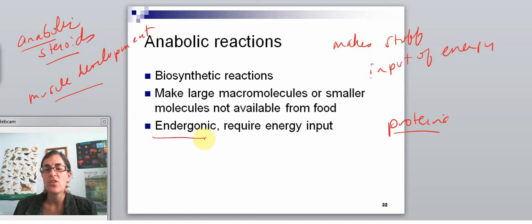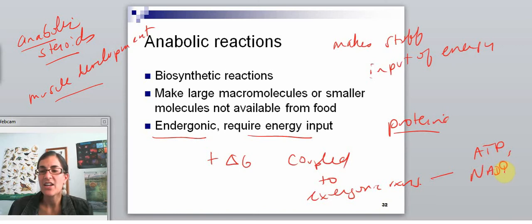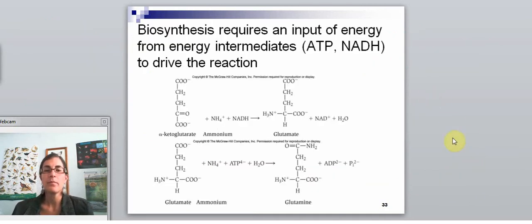And again, remember, these are endergonic, means they have a positive delta G, and they require an energy input. So these are going to have to be coupled to exergonic reactions, to reactions that release energy. This oftentimes is going to involve ATP or NADH, because these are our energy intermediates that we stored energy in and now can break down and release energy from. So these are two examples of that.